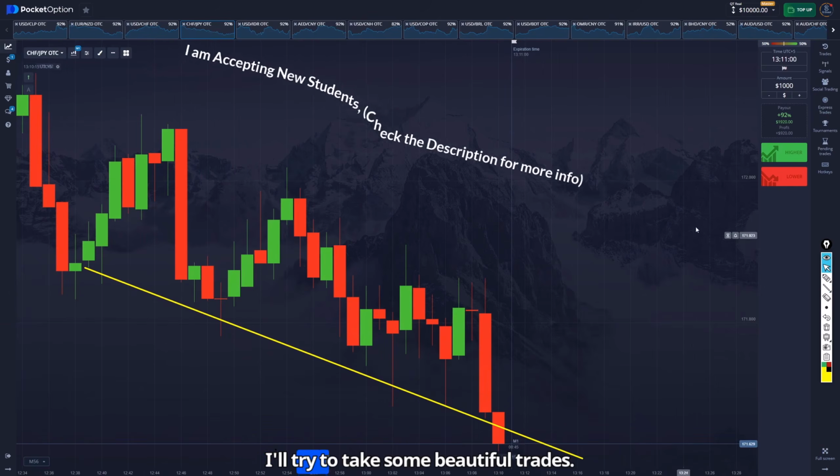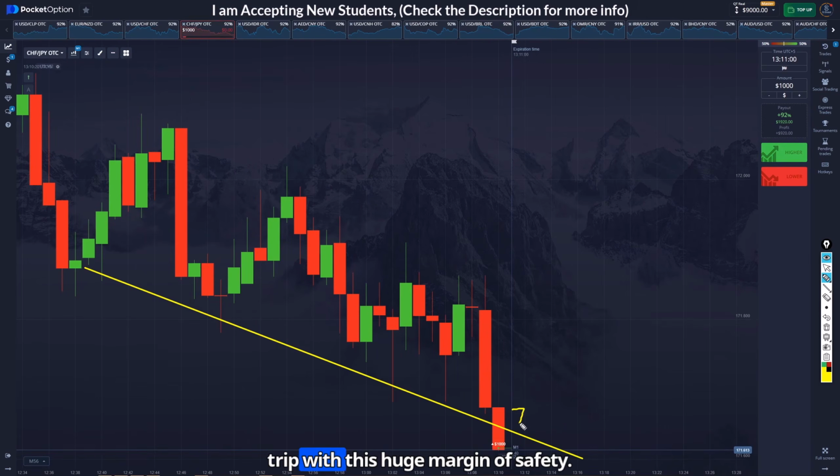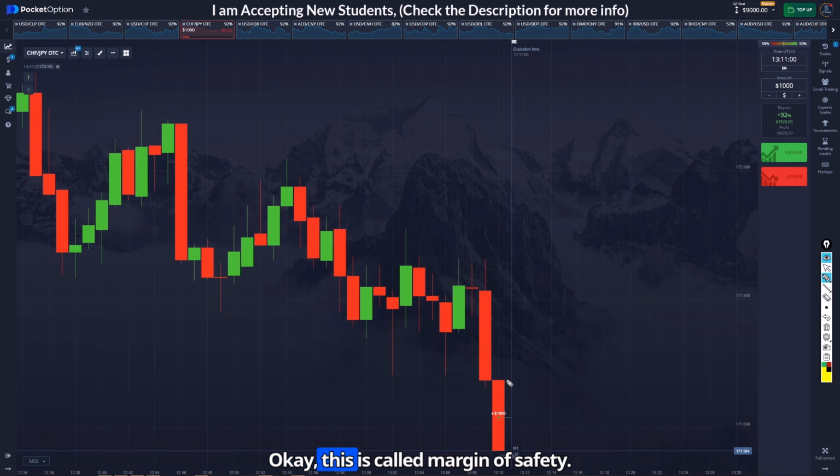Today I will try to take some beautiful trades. Let's go. This is going to be my first trade with this huge margin of safety. Okay, this is called margin of safety.